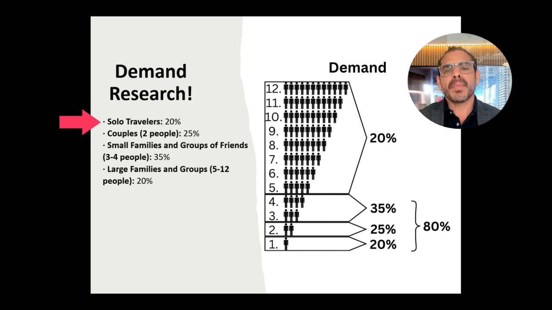Solo travelers, 20% of the demand. Couples, 2 people, 25% of the demand. Small families and groups of friends, 3 to 4 people, 35% of the demand. Large families and groups, 5 to 12 people, 20% of the demand. Now we know that groups of 1 to 4 people represent a total of 80% of the demand, while larger groups represent the remaining 20% with less demand.